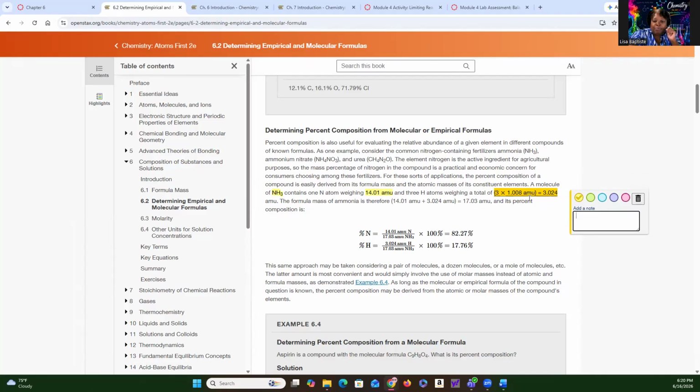Now, AMU represents atomic mass unit. It's the same thing as if we were looking at grams per mole. And so we want to add those two numbers up to give us our mass of the compound. So we have 14.01 plus 3.024 AMUs, is equal to 17.03 AMUs. So now we're able to look at the percentage of nitrogen and the percentage of hydrogen in that compound.